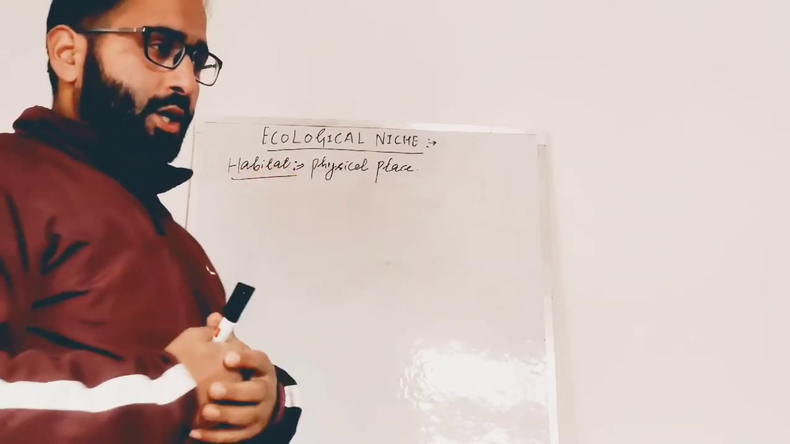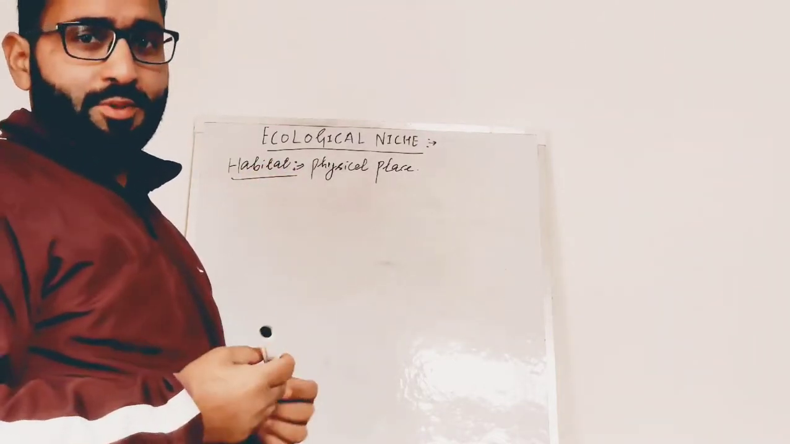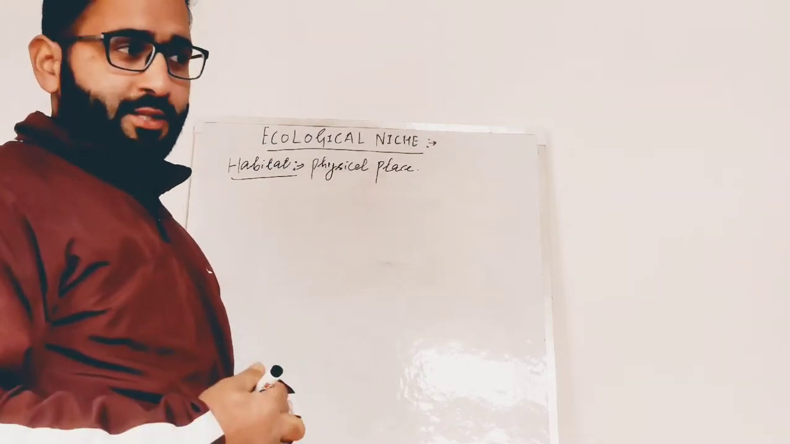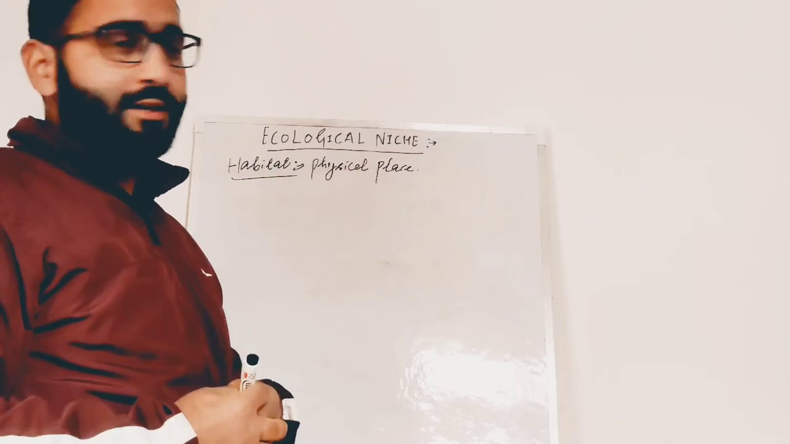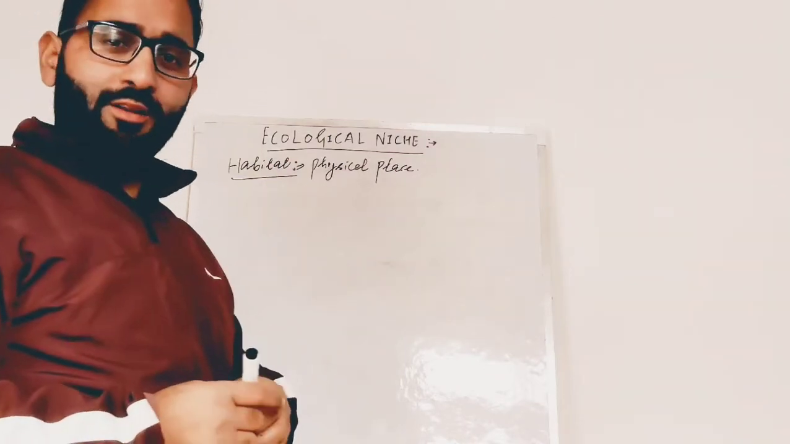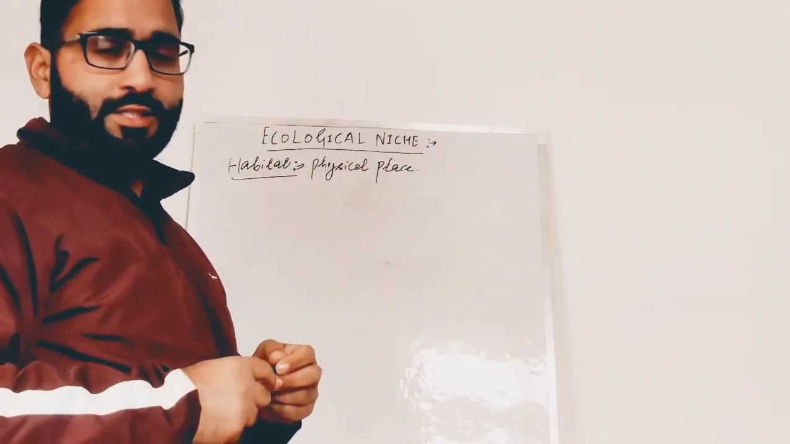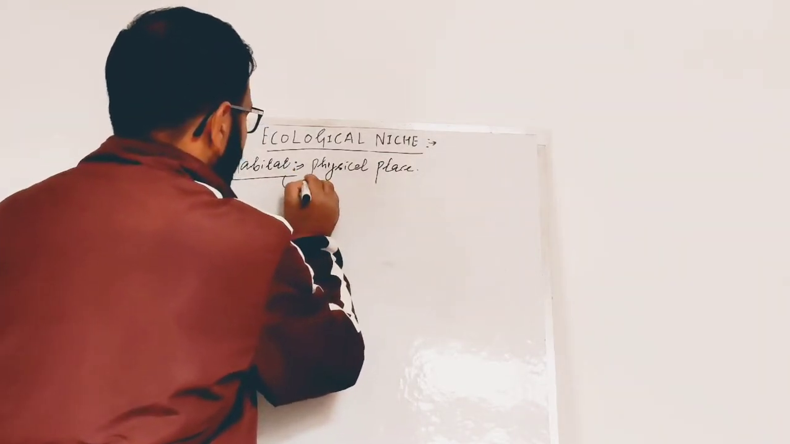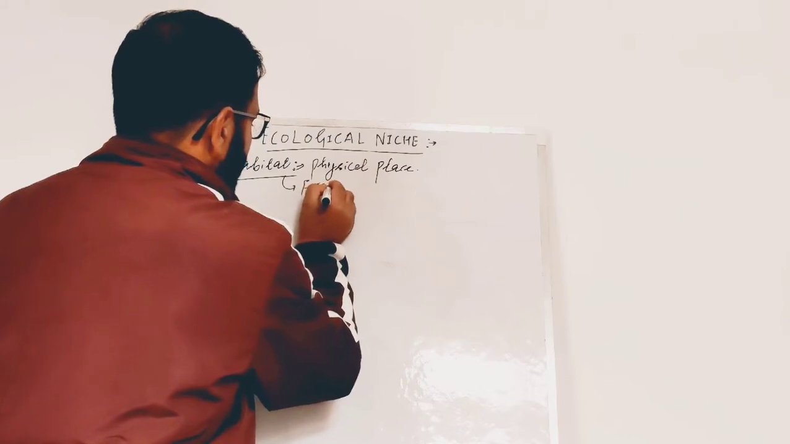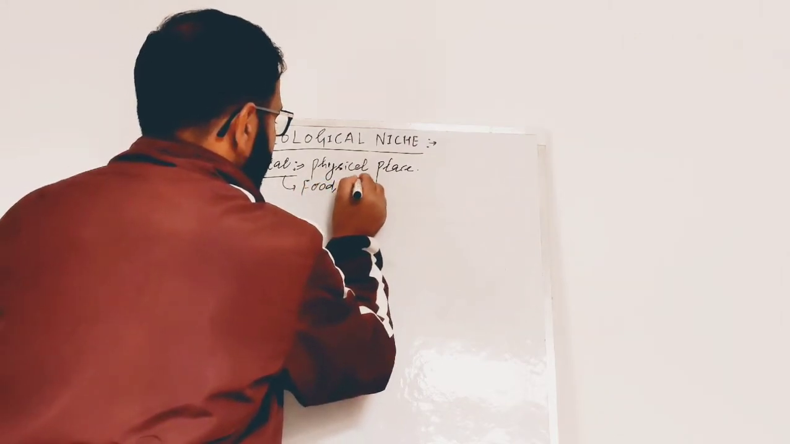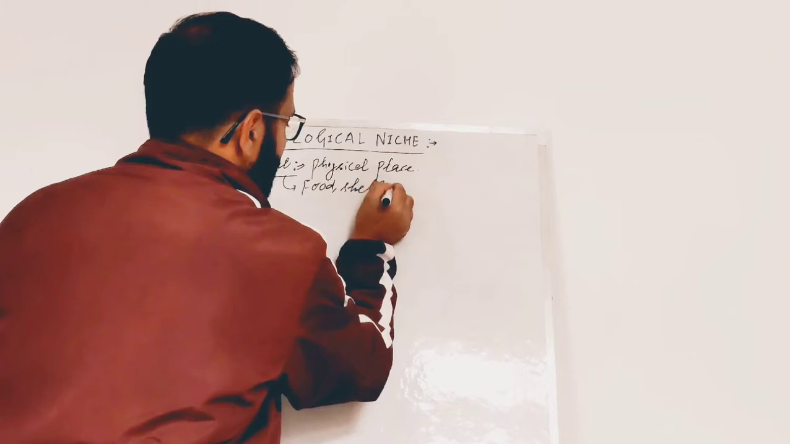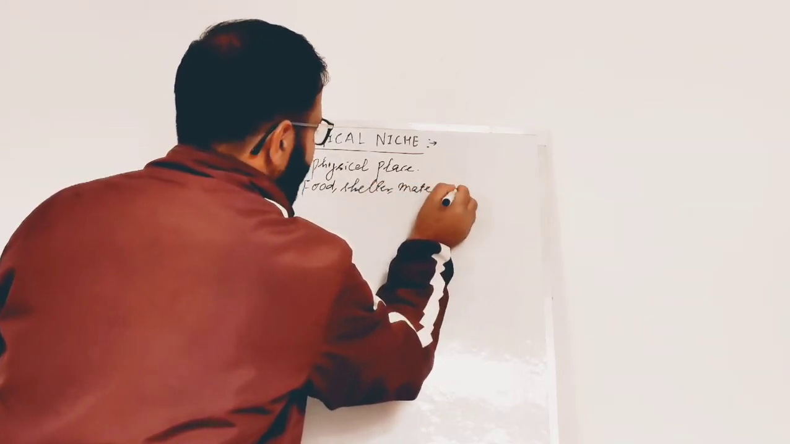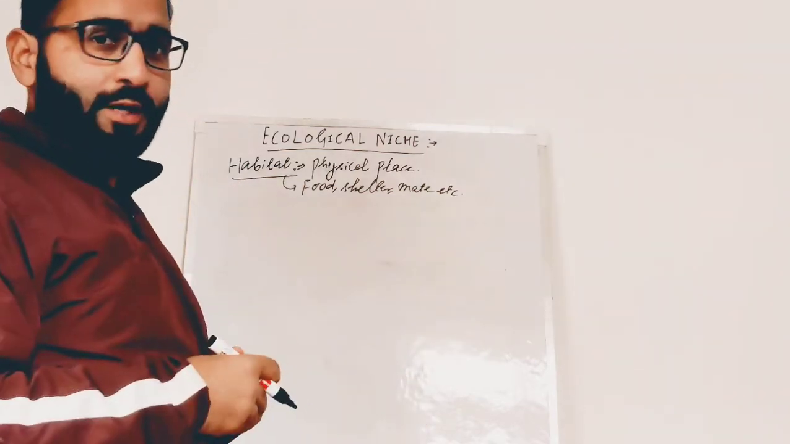For example, some faunal species, some animal species, are found in forests, some are found in grasslands, some are found in deserts. So these forests, grasslands, deserts are their habitat. This habitat provides all the needs which are required for the survival of an organism. For example, it will provide food, it will provide shelter, it will provide mate, etc. So it will provide everything which is essential for the survival of an organism.